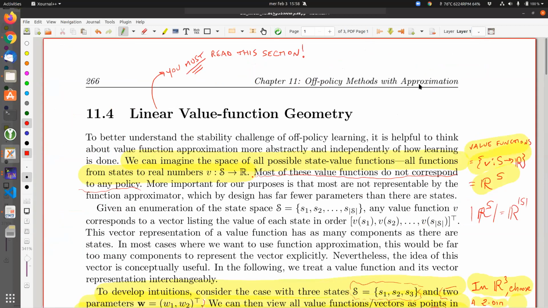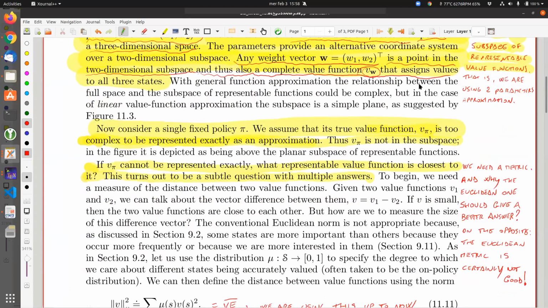In fact, what happens is that this is a subtle question with multiple answers, as you can see here. We need a metric. Clearly, we need a metric to make the projection. And why should the Euclidean one give a better answer than other ones? And actually, there is a reason that I already told you that is giving you something of the opposite. The Euclidean metric is very likely to be not good at all.